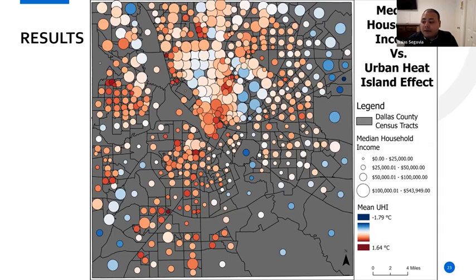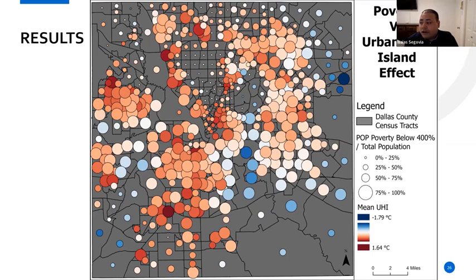This map is looking at the UHI and the median household income. The map shows that most of the higher earners are located to the north, and it visually shows that most of the census tracts that have a high median household income have a low UHI temperature, while the census tracts that have a low median household income have a high UHI temperature.